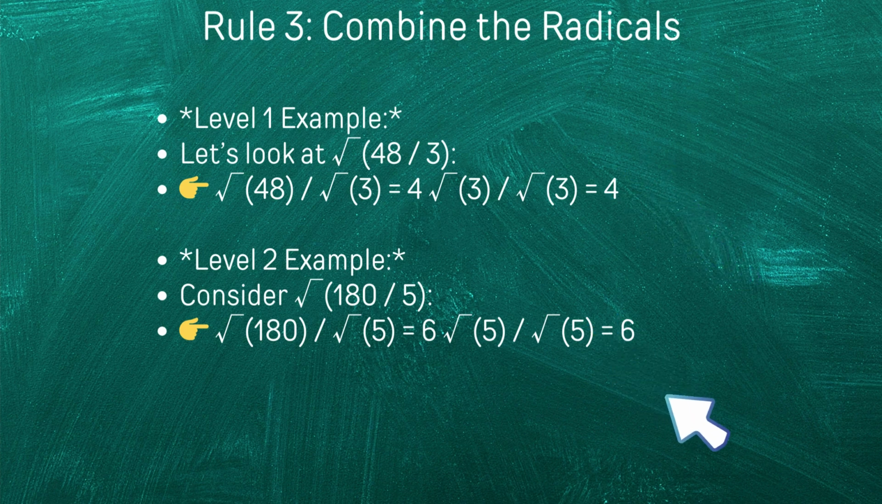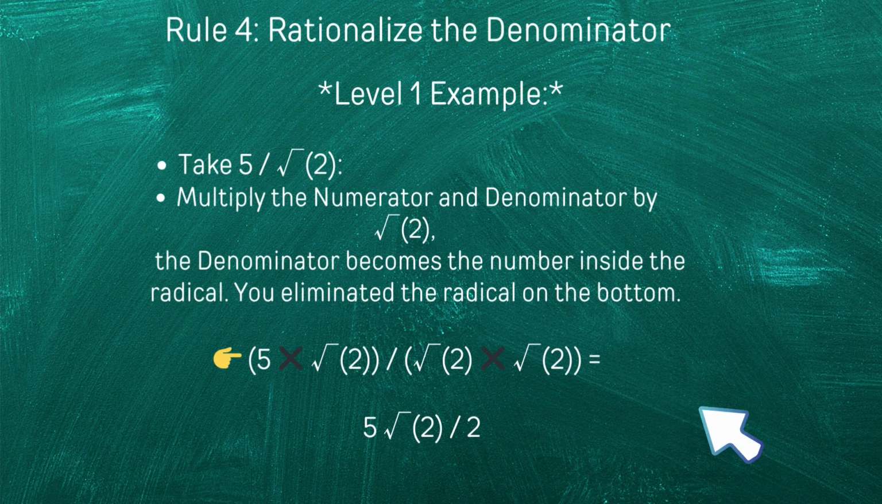For level 2, consider the square root of 180 divided by 5. Combine the radicals to get the square root of 180 divided by the square root of 5. Simplify the square root of 180 to 6 times the square root of 5. Dividing 6 times the square root of 5 by the square root of 5 gives us 6.